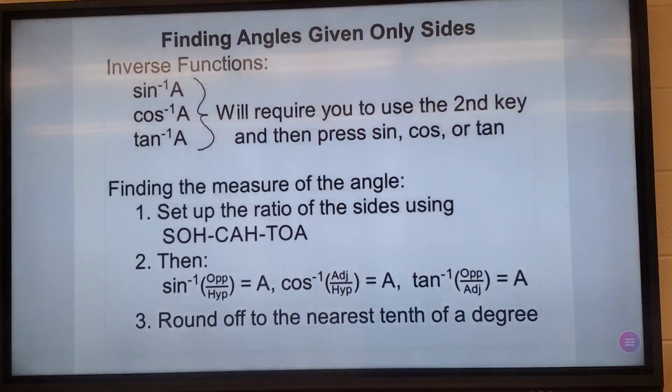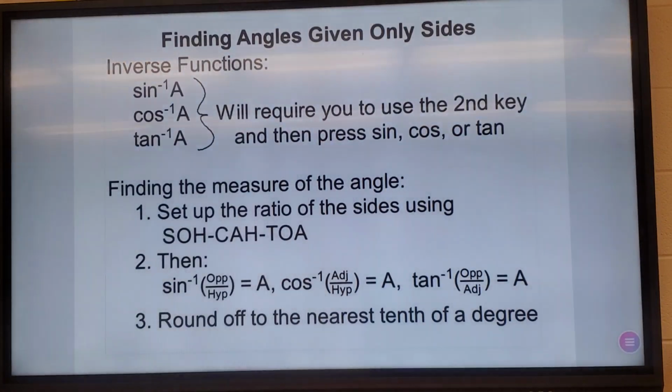So if you look down below, finding the measure of the angle, you're going to set up the sides ratios, SOHCAHTOA, and then you're going to use inverse sine of the opposite over the hypotenuse is equal to A, or the inverse cosine of the adjacent over the hypotenuse is equal to A, or the inverse tangent of the opposite over the adjacent is equal to A.